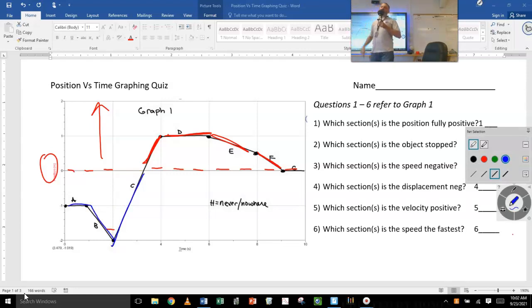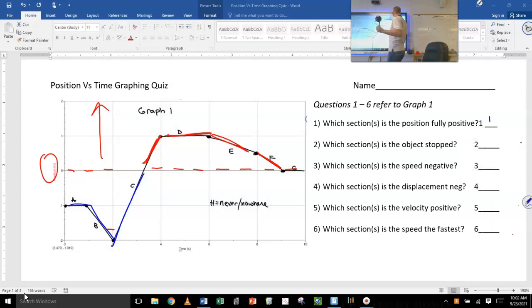So where is your position fully positive? In C, it's partially. So the correct answer is D, E, and F. In spots D, E, and F, you're fully positive. G, you're neither positive or negative. C, you're partially. And A and B, you're fully negative.